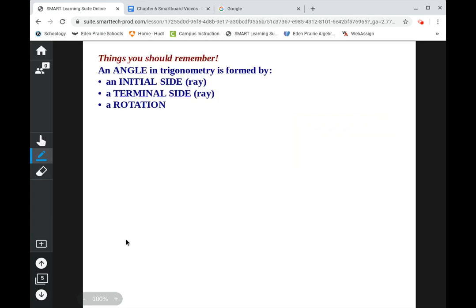A couple of things that you should remember. An angle in trigonometry is formed by an initial side, the ray, which we put on the positive x-axis, as I'll show you in a second, and a terminal side, which is the ray. And I'll show you that as far as going counterclockwise or clockwise. And then the rotation angle.